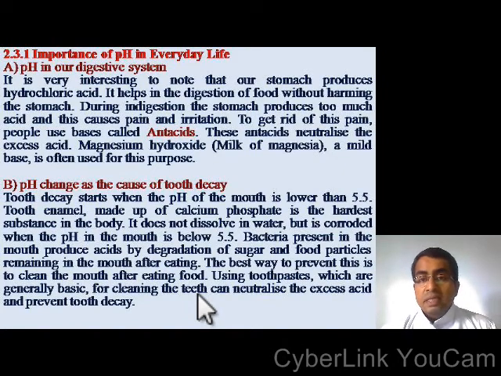The first one, pH in our digestive system. It is very interesting to note that our stomach produces hydrochloric acid. It helps in the digestion of food without harming the stomach. During indigestion, the stomach produces too much acid and this causes pain and irritation. To get rid of this pain, people use bases called antacids. These antacids neutralize the excess acid. The examples of antacids are magnesium hydroxide, milk of magnesia, is often used for this particular purpose.